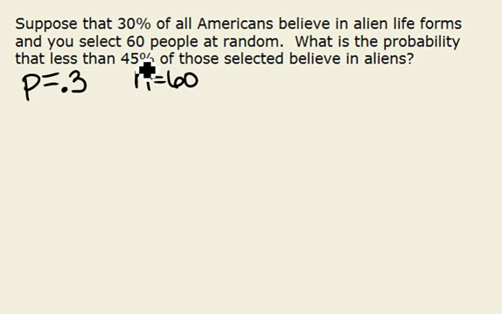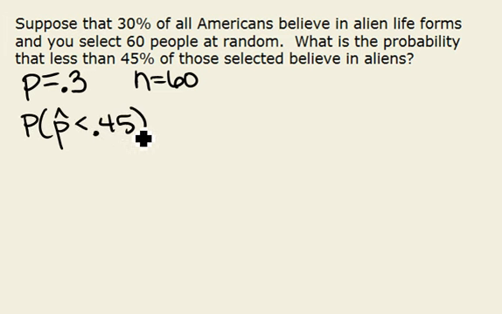And what we're asked to find the probability of is that those selected have a less than 45%. Those selected are our sample, so we're asked a question about the sample proportion, which we denote as p hat. So we want the probability that p hat is less than 0.45.